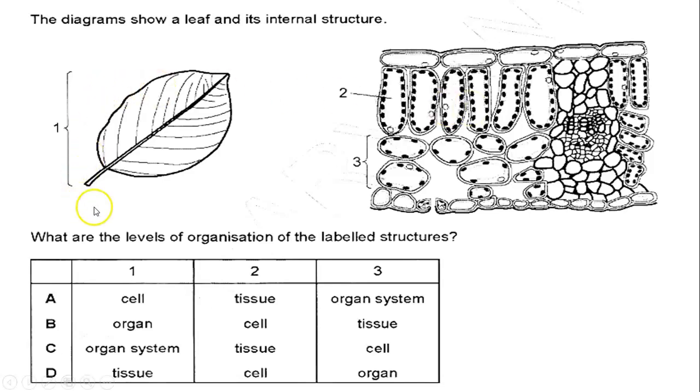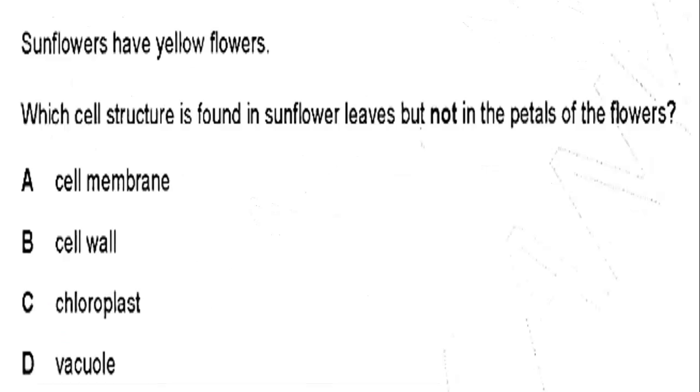Okay, so how about the second option? Is it an organ? Yes, it's an organ. And 2, is it a cell? Yes, it's a cell. And 3, is it a tissue? Yes, it's a group of similar cells. So the answer is B, because the 3 labels are correct. So please, when you answer such a question, follow the whole row, not just the first part of it.